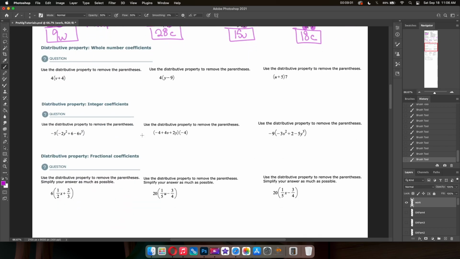Scroll down a little bit. Now, the next several topics, you're going to see this word right here, distributive.